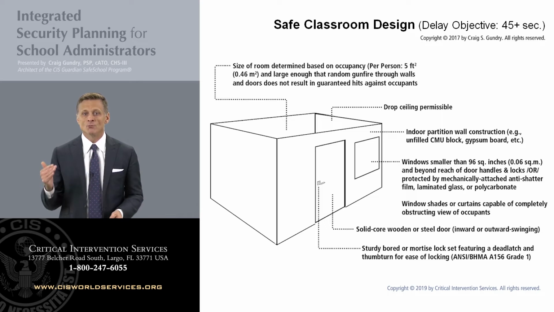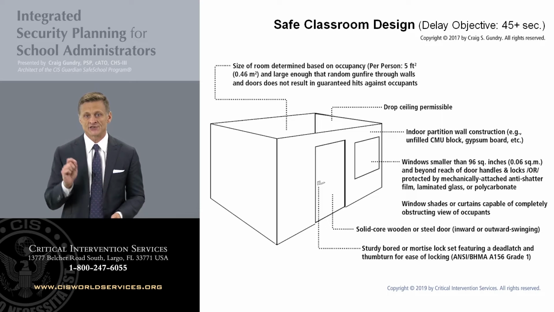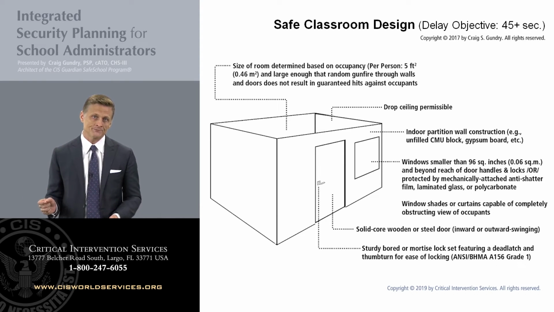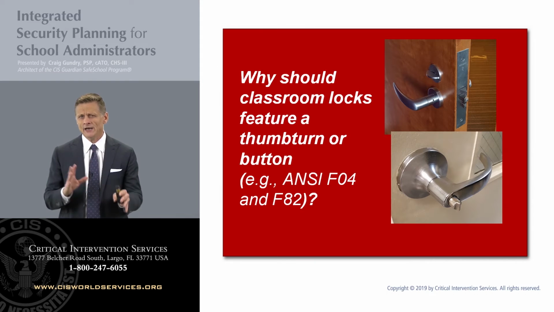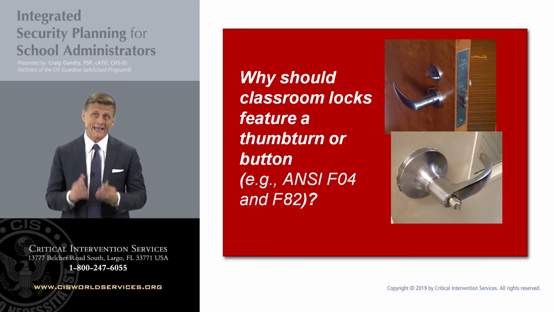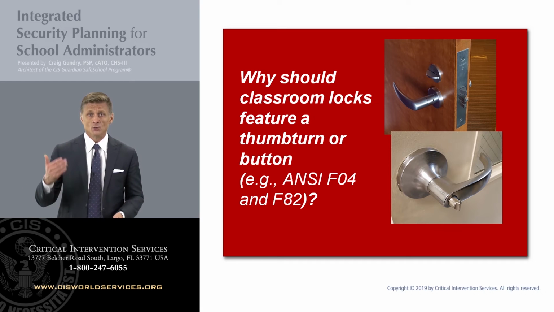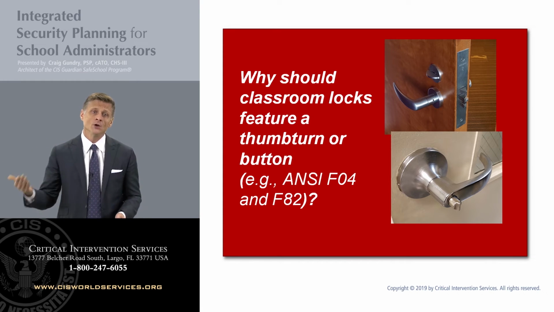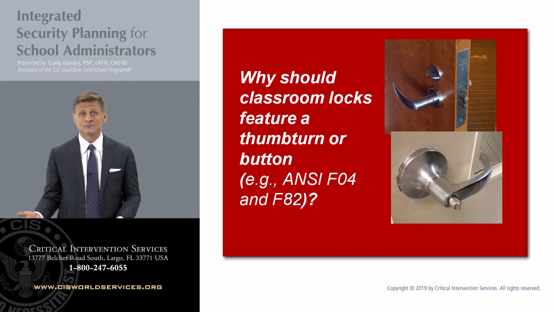And a sturdy board or mortise lock set featuring some type of dead latch system and a thumb turn for ease of locking, such as I described in an ANSI BHMA A156 grade 1 lock. Now, why do I emphasize this point about locks featuring a thumb turn or a button, which under the ANSI classification code means office function locks, which would be for board and mortise lock sets, ANSI F04 or ANSI F82?